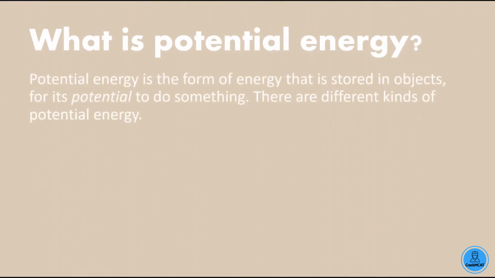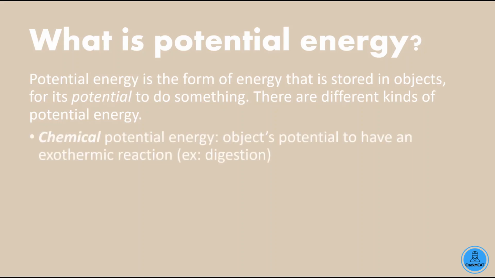Potential energy is a form of energy that's due to an object's position or condition in time. And there are three different kinds of potential energies we're going to talk about. The first type is chemical potential energy. So any compounds that are bonded have chemical potential energy because once that bond breaks, it releases energy.